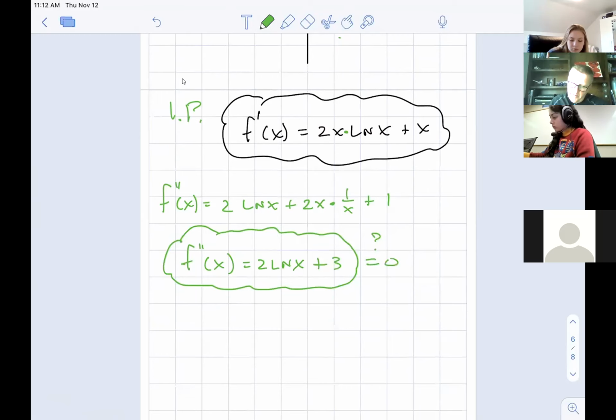Well, I'd subtract 3 and divide by 2. So the natural log of x equals negative 3 divided by 2. So x equals, there's only one. There's one inflection point. Notice this is kind of cool. There's only one. So x equals e to the negative 3 halves. And I'll just leave it at that. My calculator says e raised to the negative 1.5 is approximately 0.22.